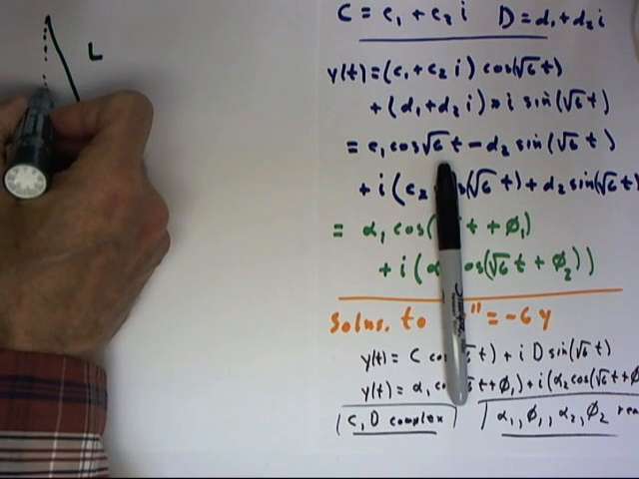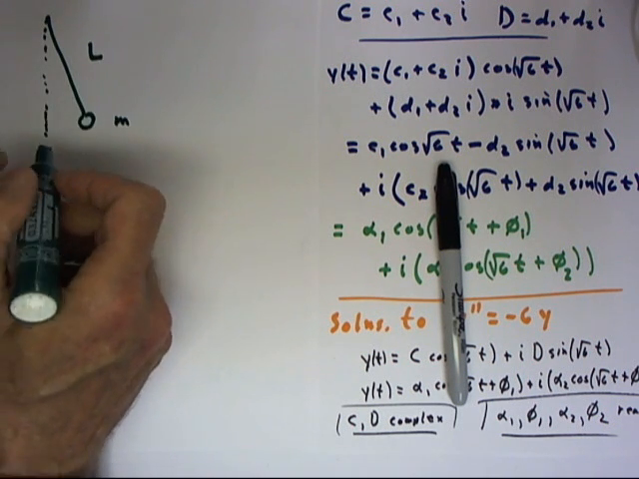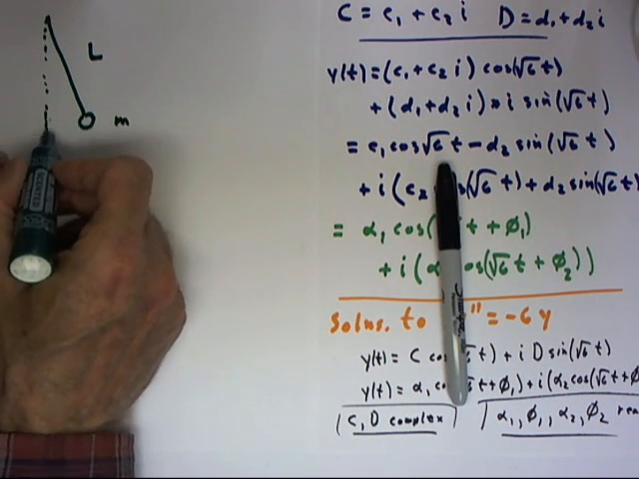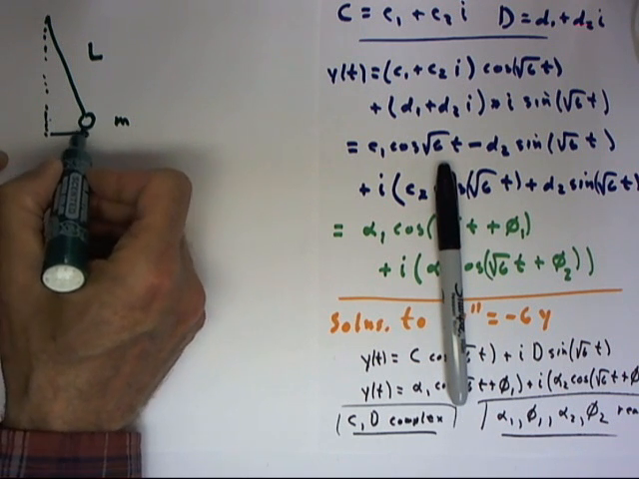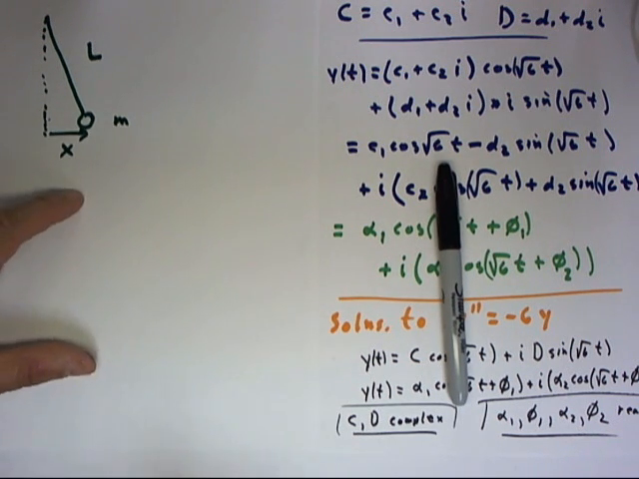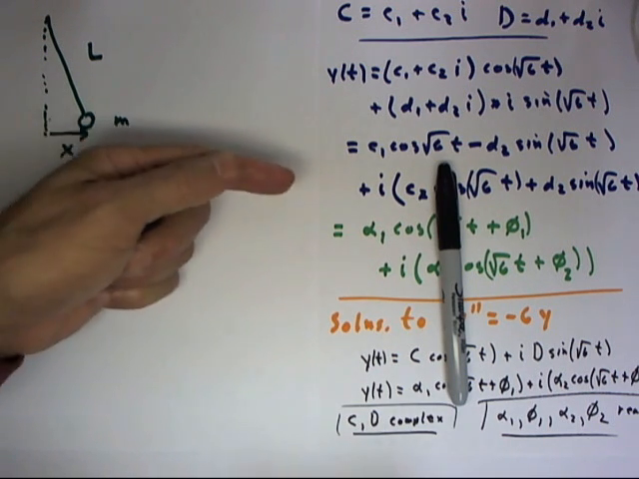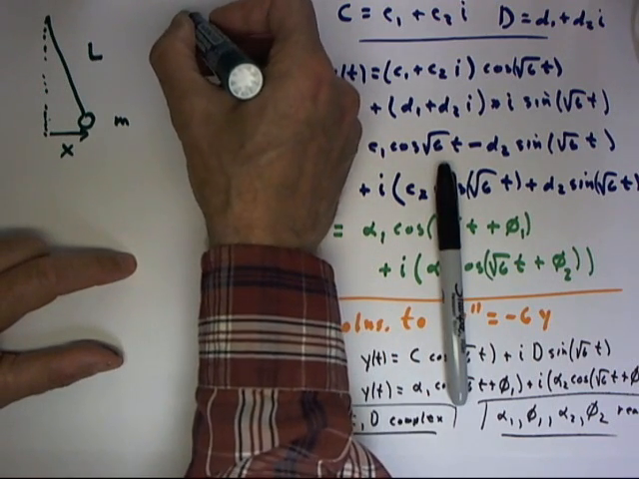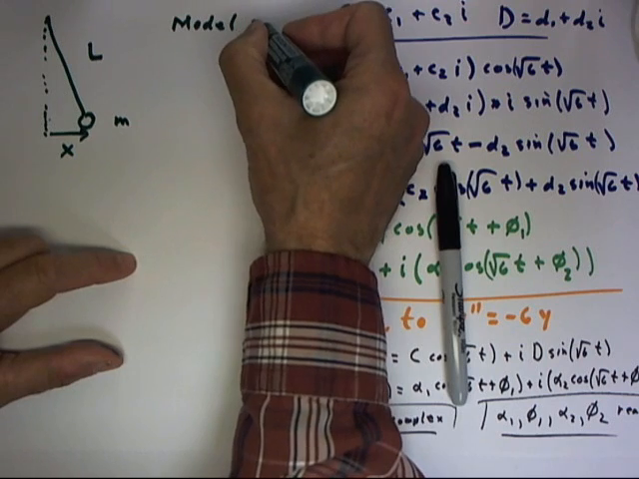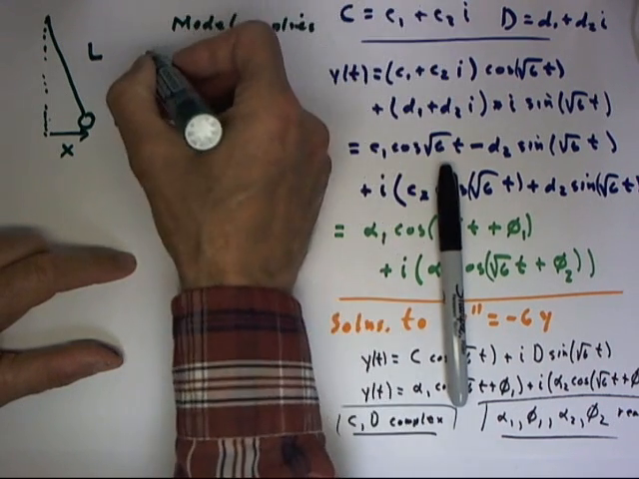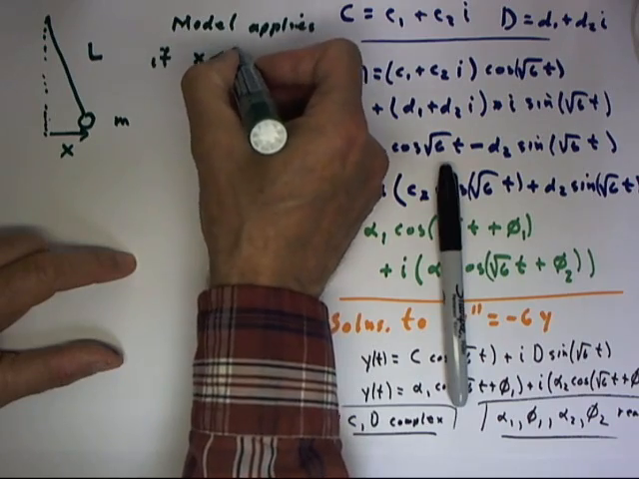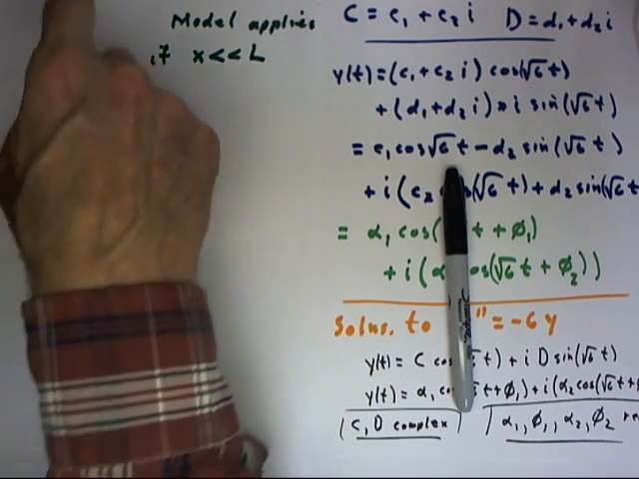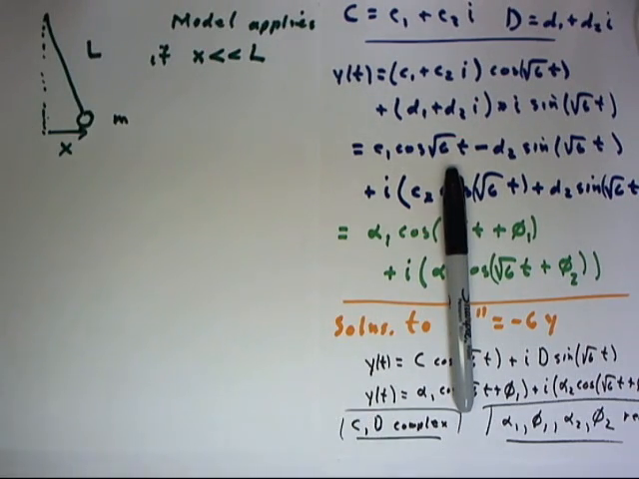The pendulum has a natural equilibrium position where it hangs straight down, and the displacement of the pendulum from the equilibrium position is going to be represented by its coordinate x along a line from left to right. And this model applies if x is much less than L. That is, the displacement from equilibrium is much less than the length of the pendulum.